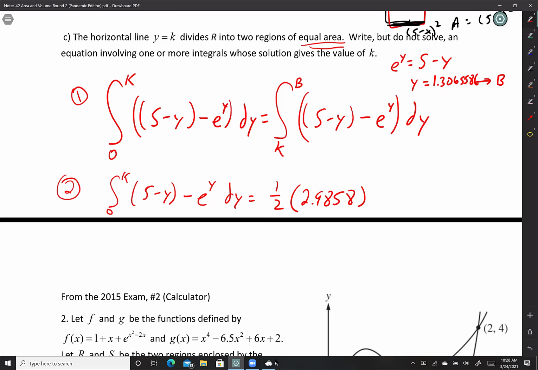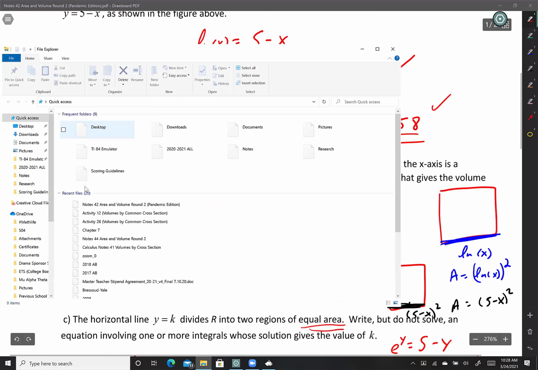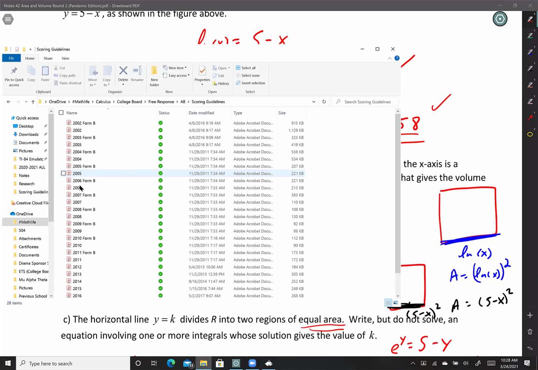You guys ready? What year was that? 2012. Let's look at it, guys. So math OneDrive, Math Life, Calculus, College Board, Free Response, AB, Scoring Guidelines. Yeah, no, my digital life is very organized, but not my real life, but my digital life is organized. 2012.